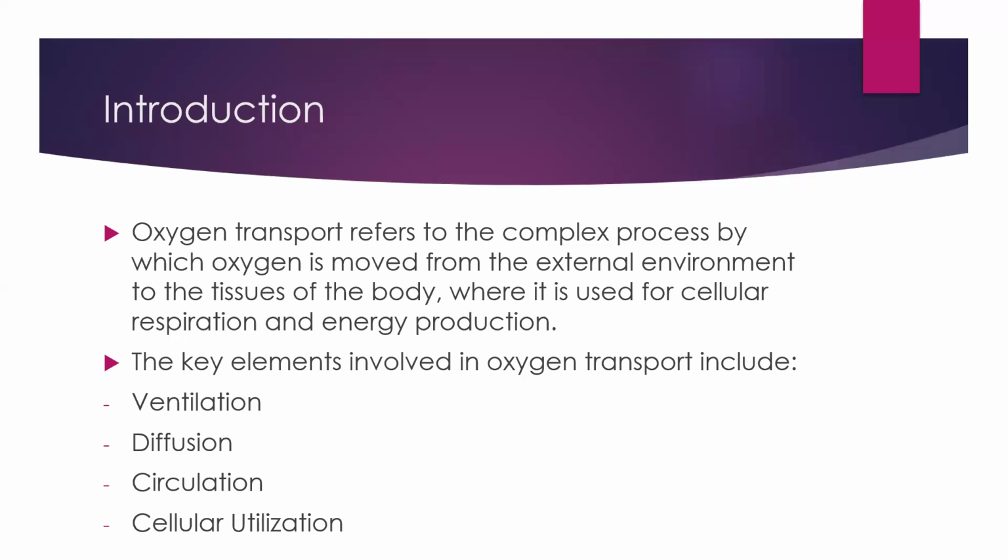So oxygen transport is a complex process by which oxygen from the atmosphere moves into the body and is transported to the different tissues where it is used for cellular respiration and energy production. All the processes through which oxygen is moved from the external environment to the body is what we know as oxygen transport. There are about 4 elements involved in oxygen transport, which include ventilation, diffusion, circulation, and cellular utilization.